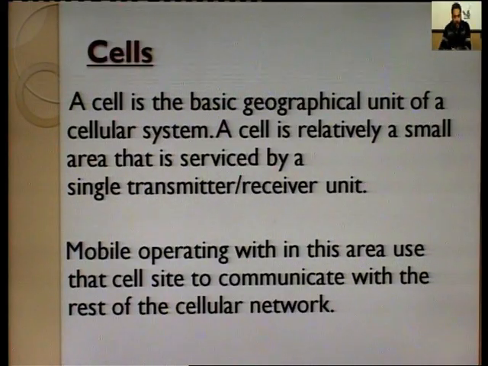So, a mobile operating within this geographical area uses the cell site provided in this cell to communicate with the rest of the cellular network. We will communicate with the rest of the cellular network through this cell site which is located in this geographical area, which is called the cell.